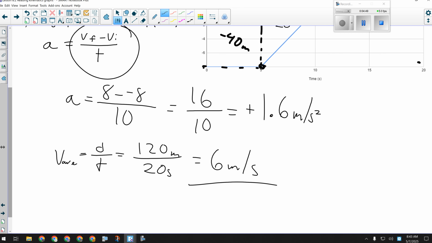Was there any really complex math in that question? Like, we didn't even have to manipulate any of our equations. We just had to plug the numbers in.